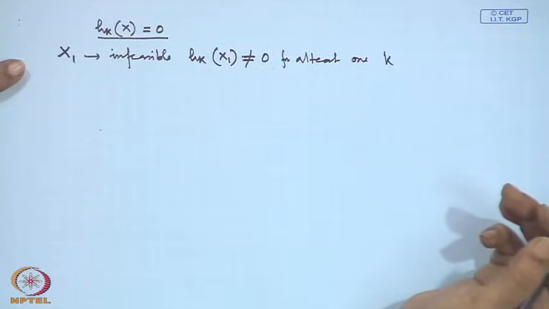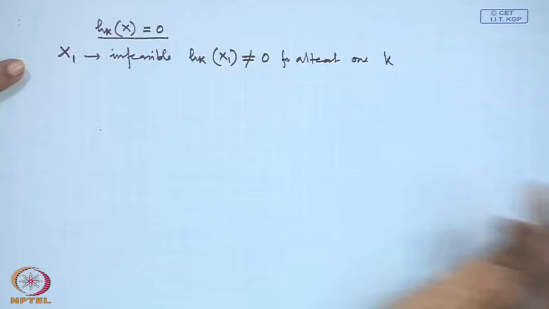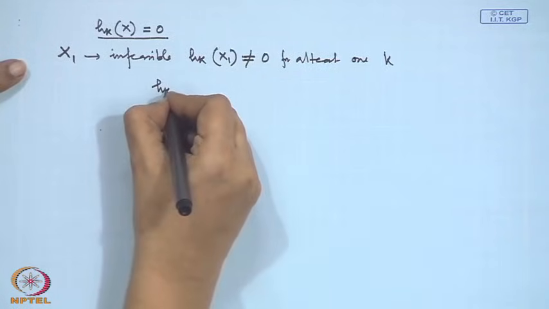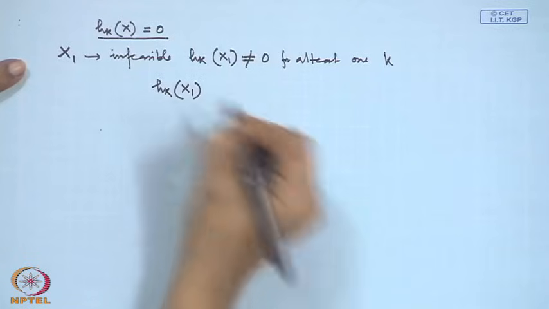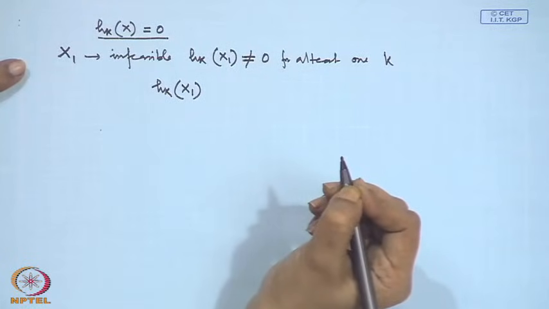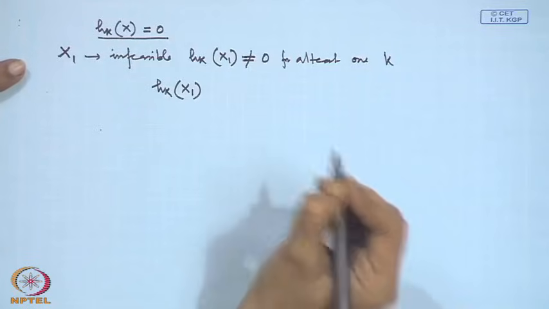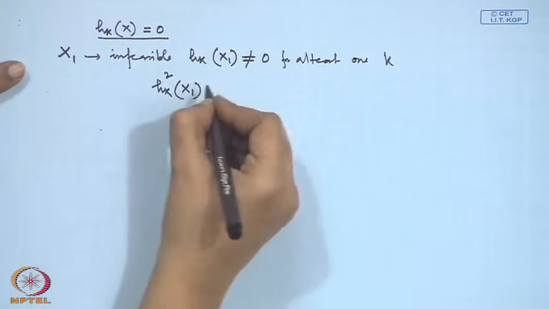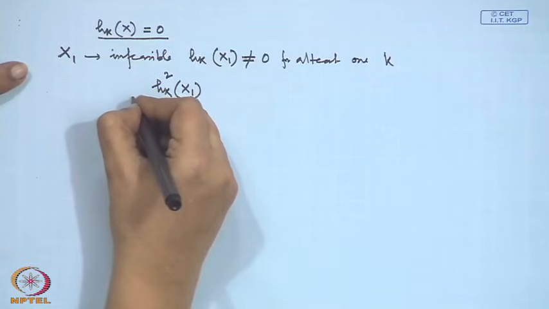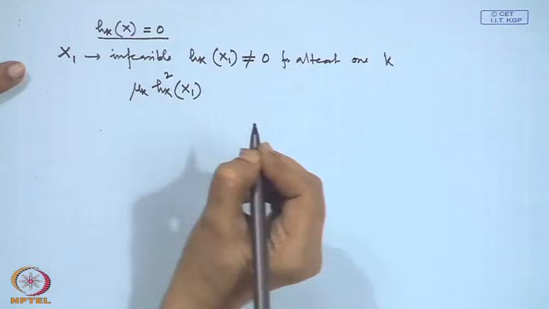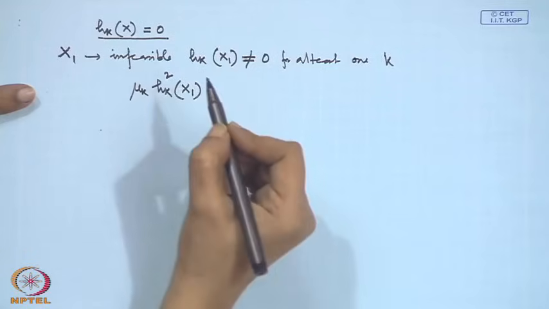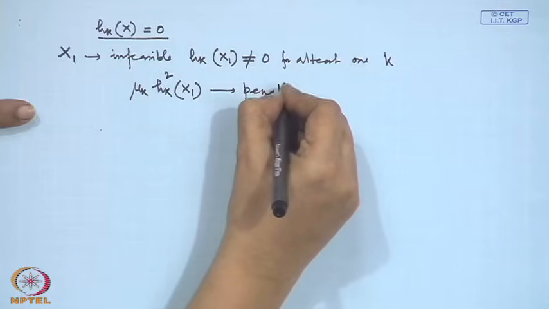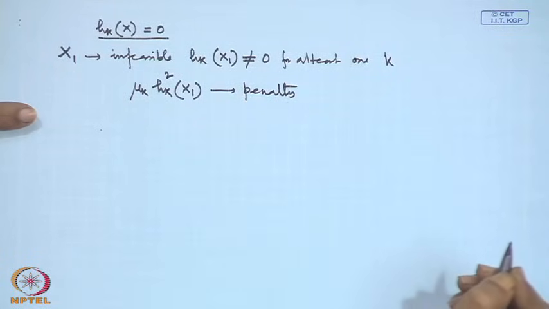Now, from here the penalty term is formed. If x1 is infeasible, then we incur a penalty, that is h_k(x1). Since the penalty is sometimes positive and sometimes negative, the penalty is taken as the square term. If we multiply it with a parameter mu_k, then for not achieving a feasible solution, this is the penalty we have to incur for the equality constraint.